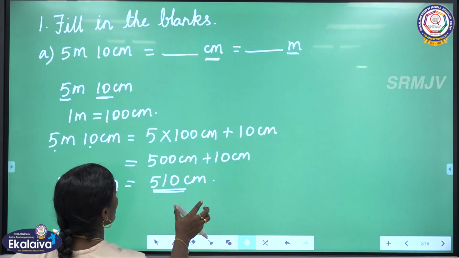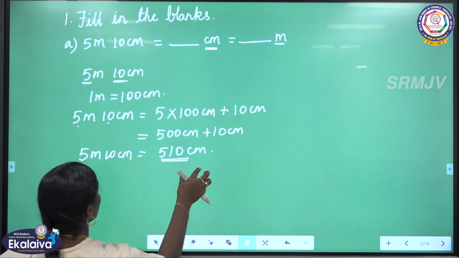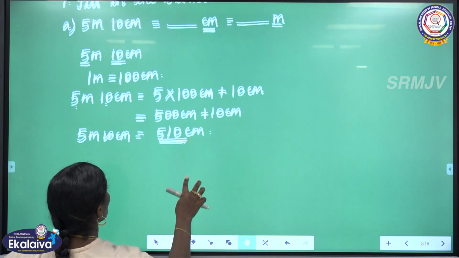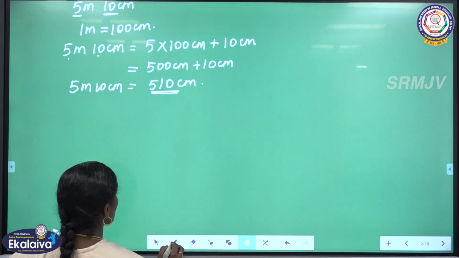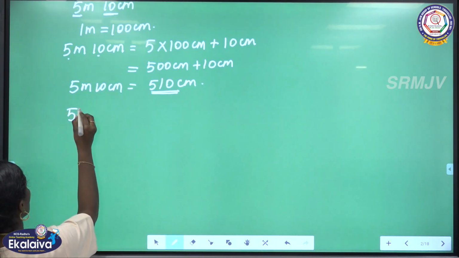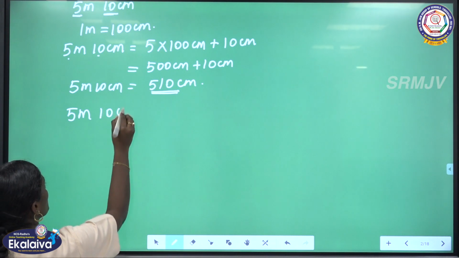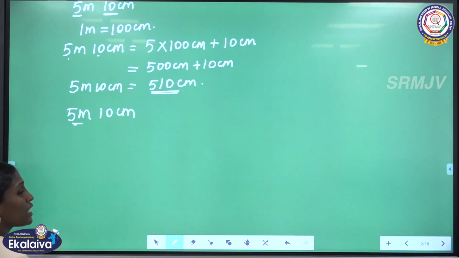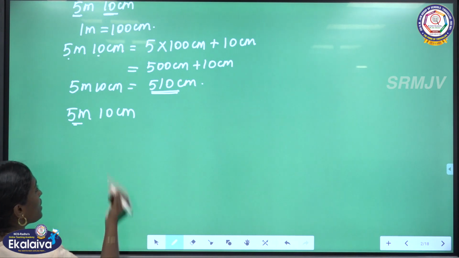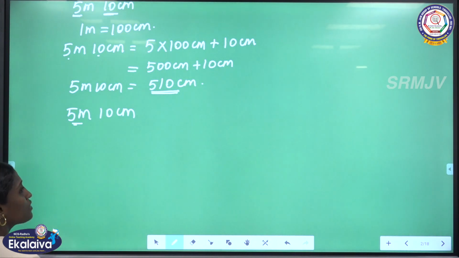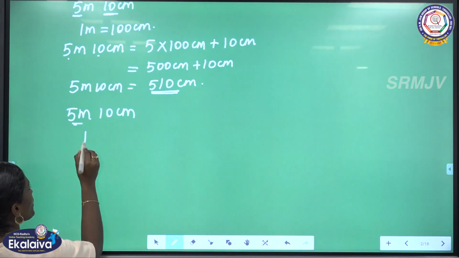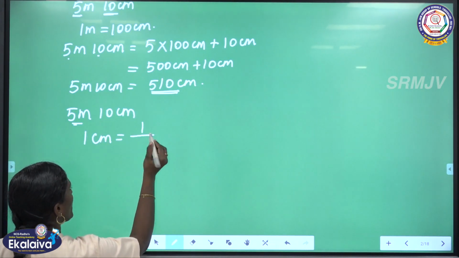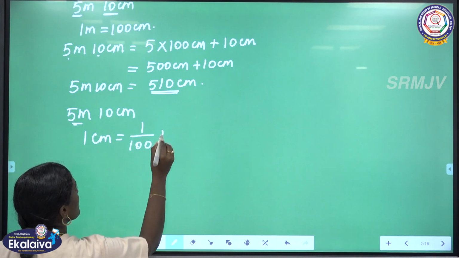Now we are going to convert into meter. So the given measurement is 5 meter and 10 centimeter. Here 5 is already in meter, we are going to convert 10 centimeter to meter. Here smaller unit to greater unit. So we have to use division. 1 centimeter is equal to 1 by 100 meter.